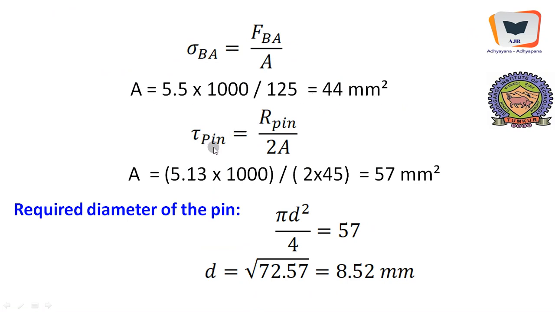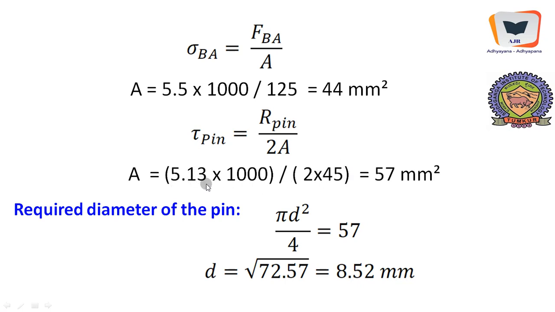Therefore the shear stress in the pin happens to be R, that is the shear force in the pin, divided by 2A, because the pin will be broken into 3 pieces if at all failure happens. Therefore 2 areas of cross section are participating, because the pin is an example of double shear. So the area of cross section is calculated, because the allowable stress in that is 45. Therefore we have calculated this.